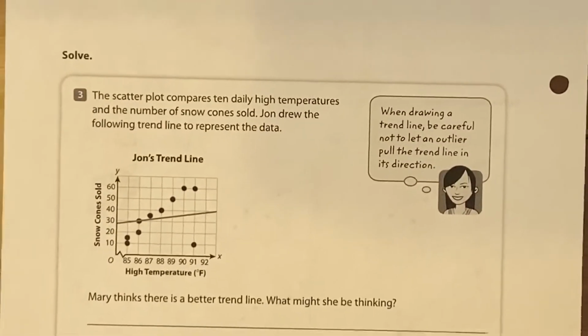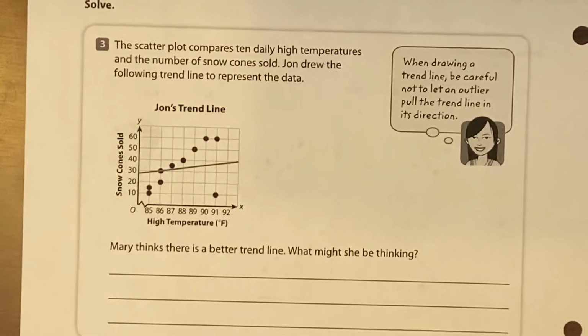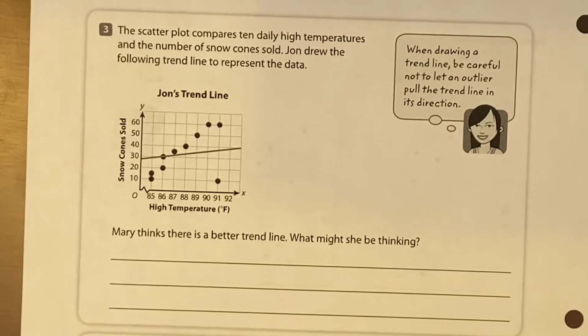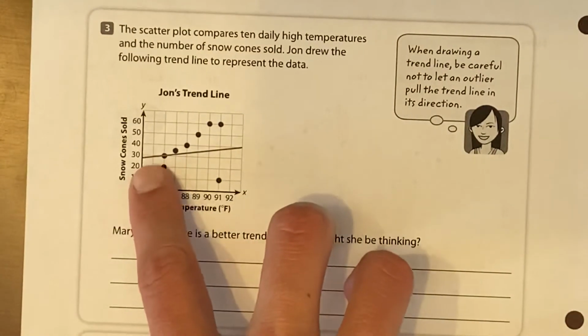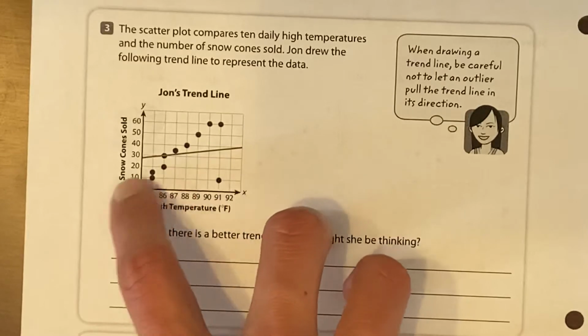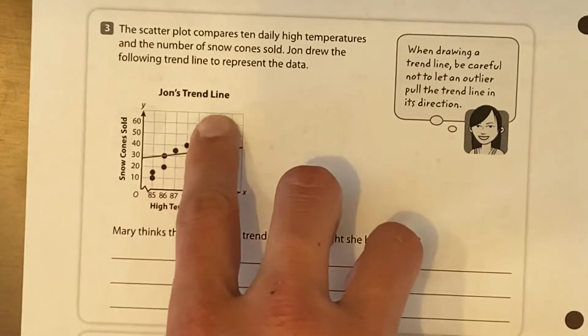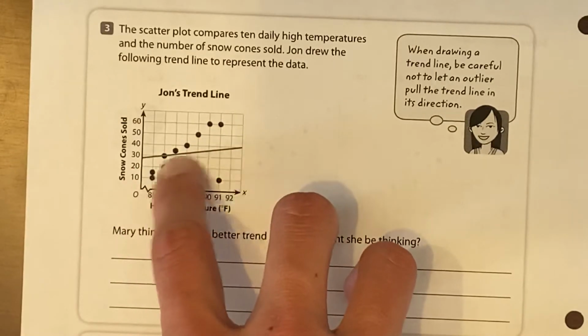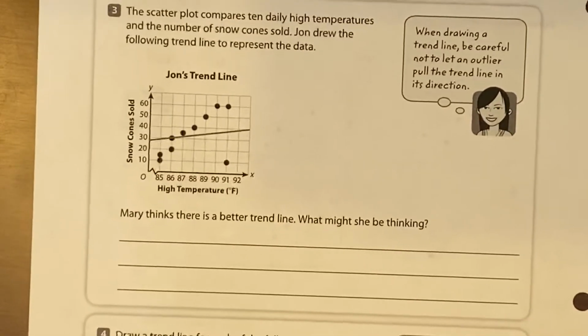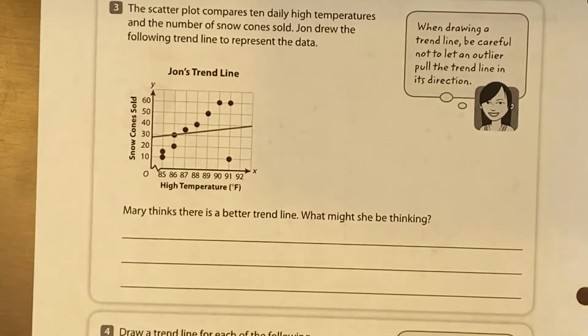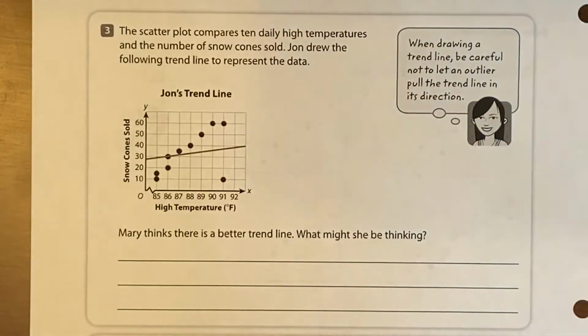Number 3 says, the scatter plot compares 10 daily high temperatures and the number of snow cones sold. John drew the following trend line to represent the data. So hopefully when you're looking at this, you can kind of see that our line, our slope should be a little steeper. Slope should be a little greater. Our line of best fit is a little off here. And Mary thinks there's a better trend line or a better line of best fit. And they want us to kind of figure out what she's thinking.